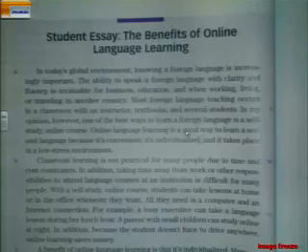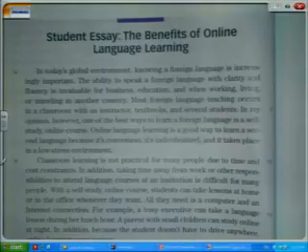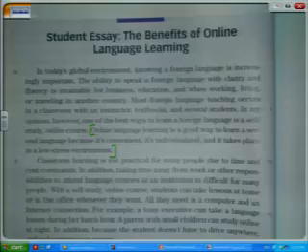Online language learning is a good way to learn a second language because it's convenient, individualized, and it takes place in a low stress environment. Now, I would say that from here to here is your thesis or main idea. Okay?